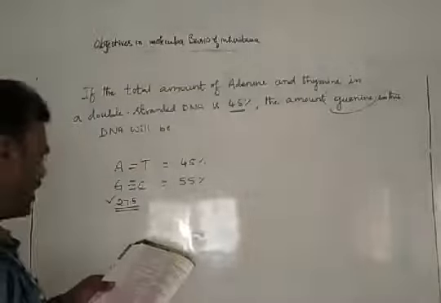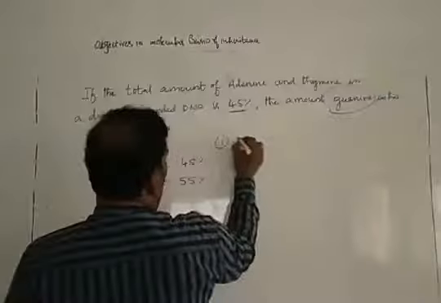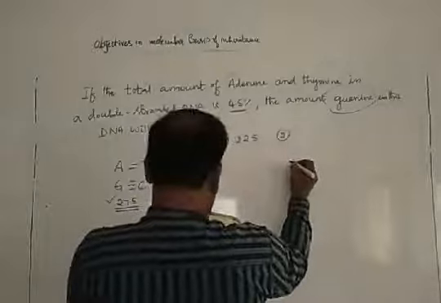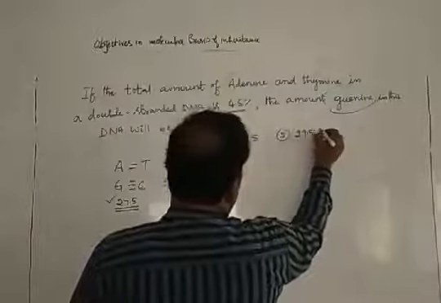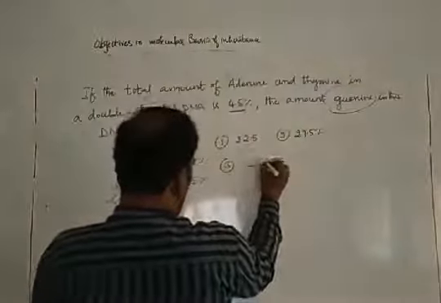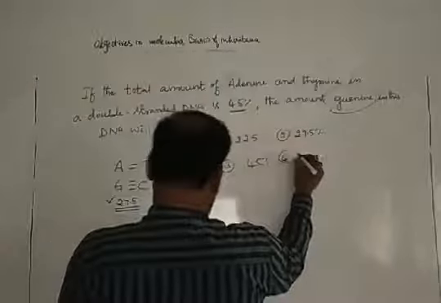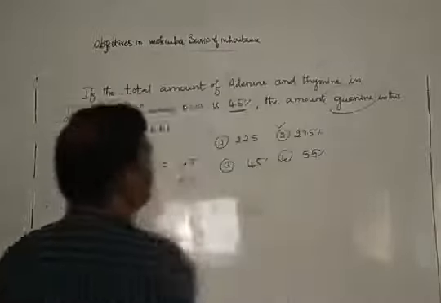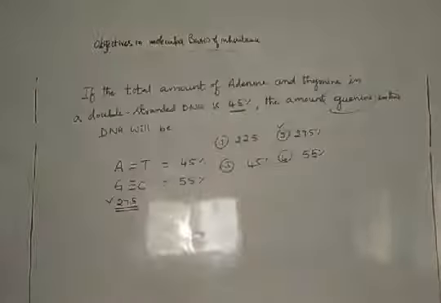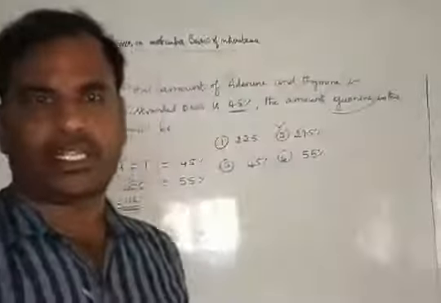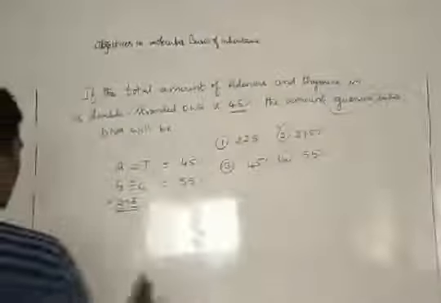The options are given like this: first option 22.5%, second option 27.5%, third option 45%, fourth option 55%. Then the answer is 27.5%. So that is the answer for this question. Next question.